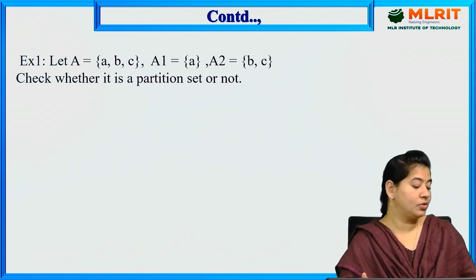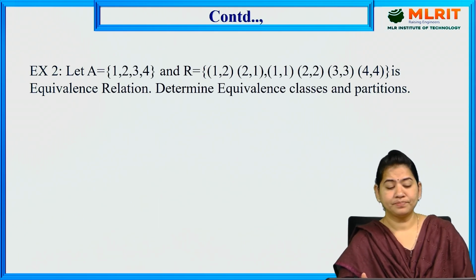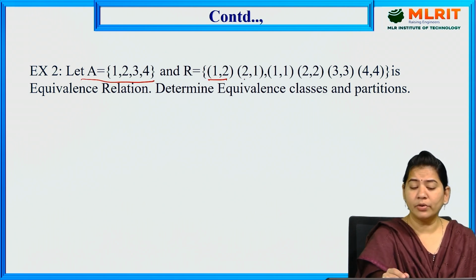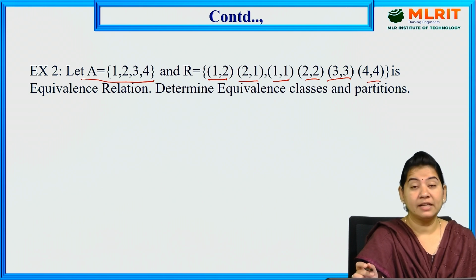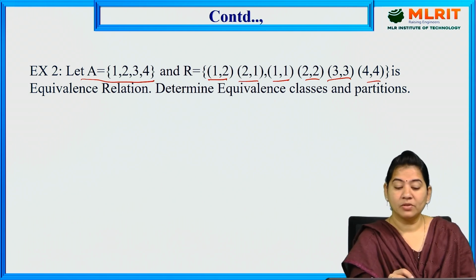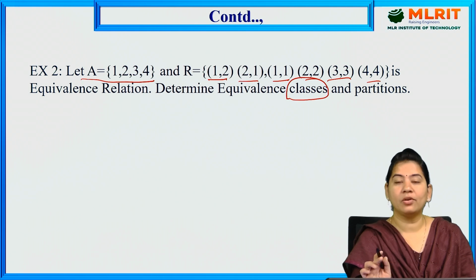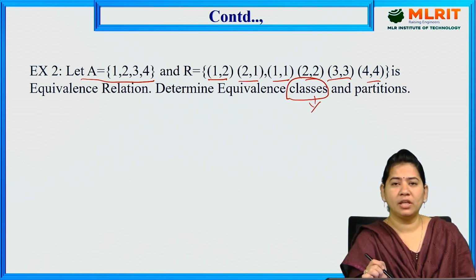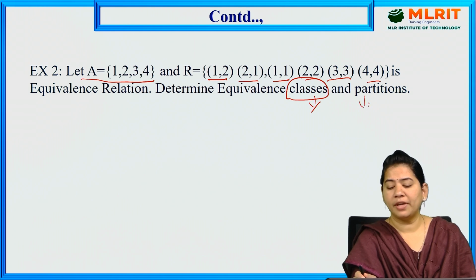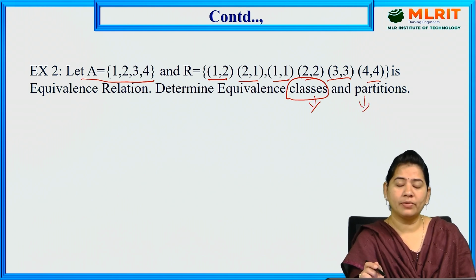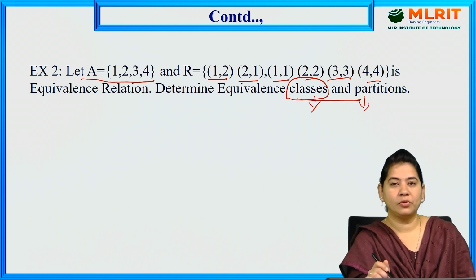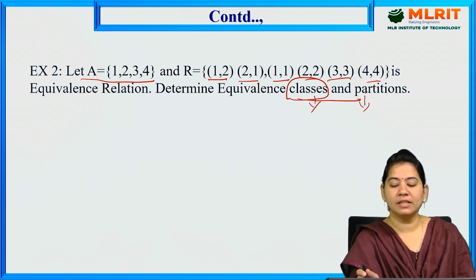So next let us go to the second problem. Let A = {1, 2, 3, 4}, R = {(1,1), (1,2), (2,1), (2,2), (3,3), (4,4)}. And they are saying that this is an equivalence relation. So determine the equivalence classes and also partitions. Till now we have seen how to find the equivalence classes, and just now how to find whether the given set is a partition set. Now find out both together.